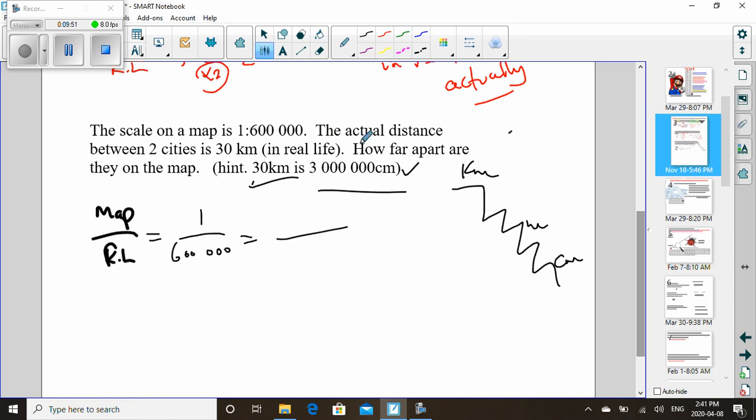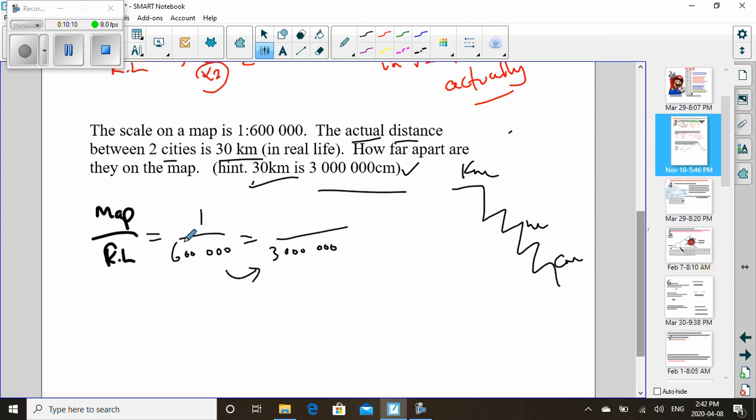And it says the actual distance. We go back and we read the actual distance between the two cities is there. Okay, well then that's a real life thing. So we go 3 million on the bottom. And we look for our relationships. There's always relationships. How does 600,000 become 3 million?